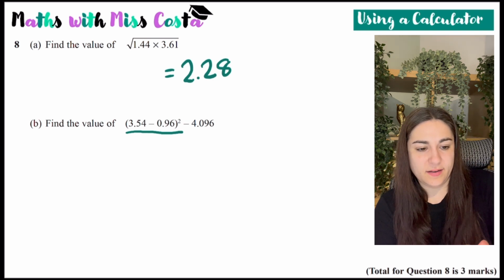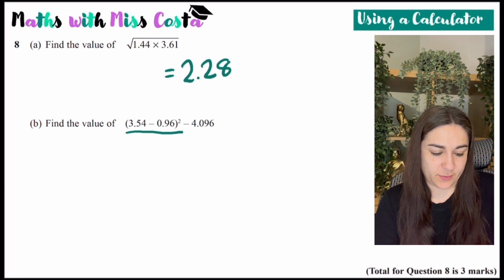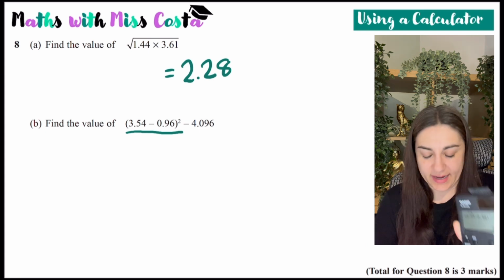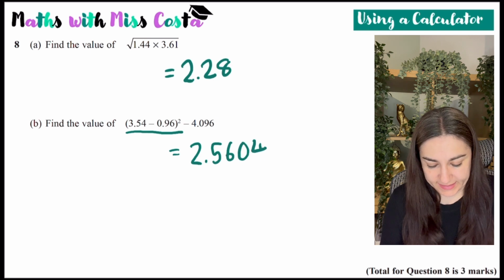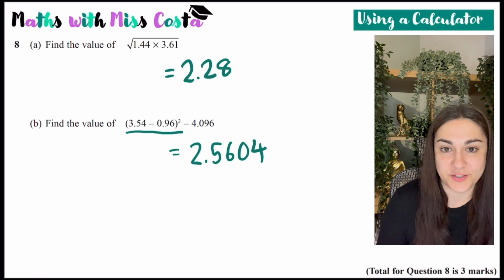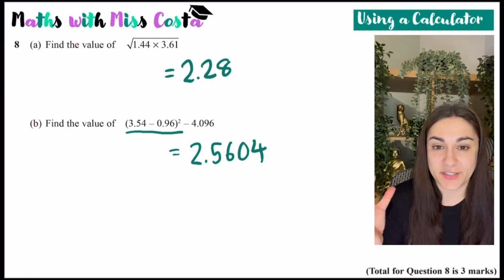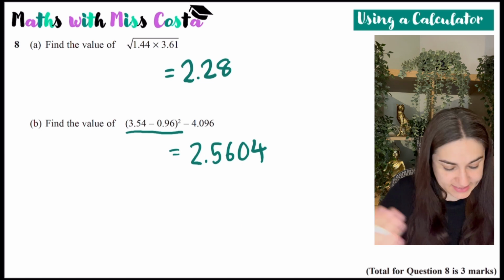And then you use the arrows to move away from the square number. You press take away 4.096, and this time it gives you 2.5604. So when they're asking you questions like this, you're using a calculator, you're just typing numbers into a calculator. So they expect you to write all of the digits that you see.